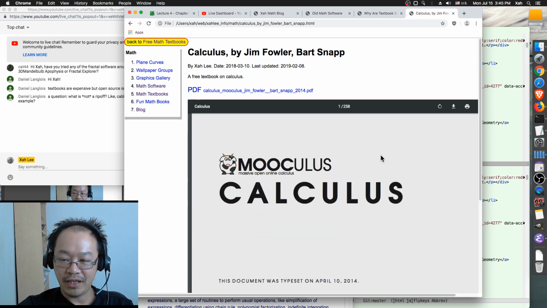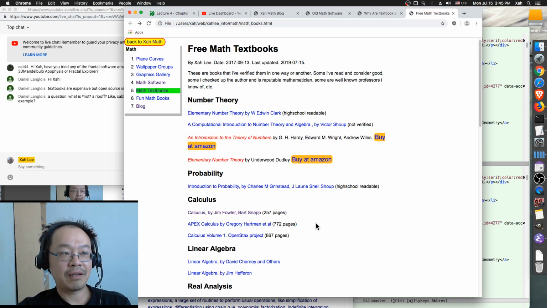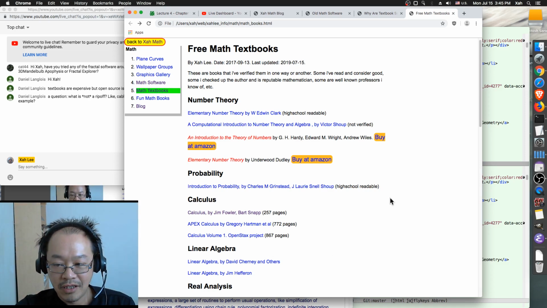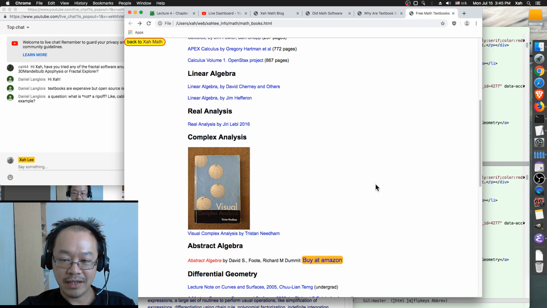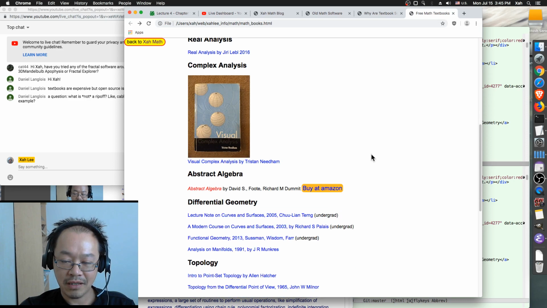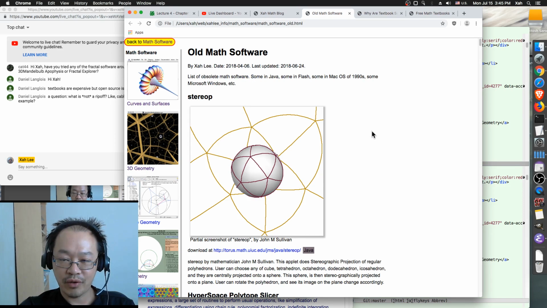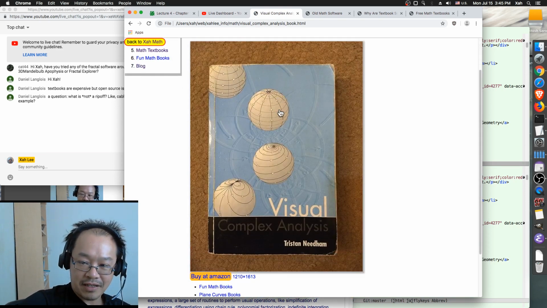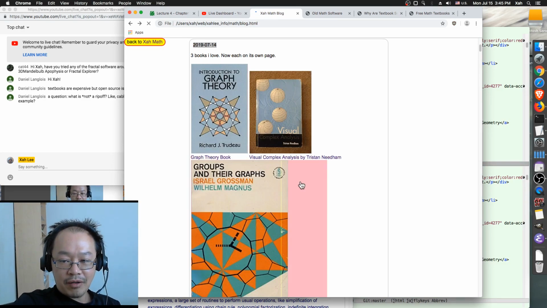These are free. For example, this is calculus. I'm going to talk about what they teach in college. Anyway, here you have number theory, probability, calculus, linear algebra, real analysis, complex analysis. So let's go back to some of the great books on math. I'm talking about graph theory, group theory, and this one, complex analysis. This is also a great book. Now let me go back. So I have 3 books here.